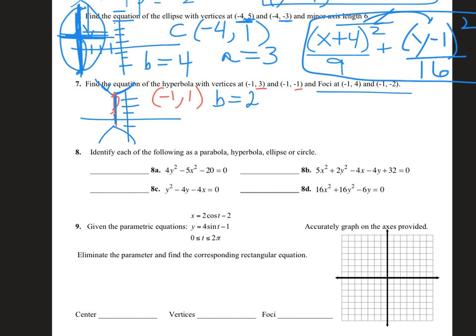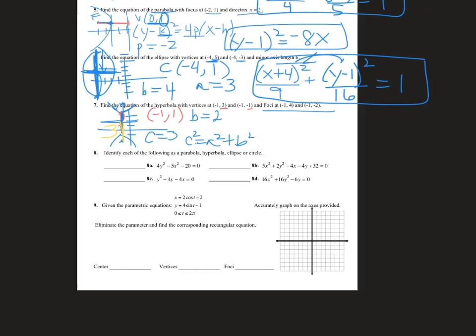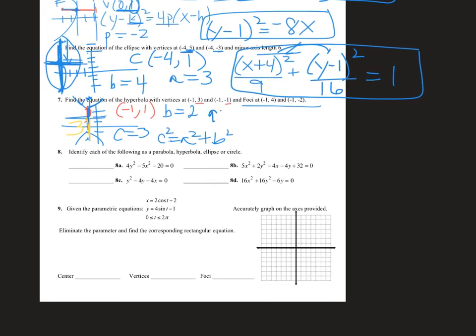Now let's look at the foci we are given. So we don't know how far left and right, we don't know what a is, but we do know that our foci are here and here at -1, 4 and -1, -2. If you count that off, that is a distance of 3. So that means that c is 3. And we know that c squared equals a squared plus b squared for hyperbolas. So 9 equals a squared plus 4. So a squared would be 5.